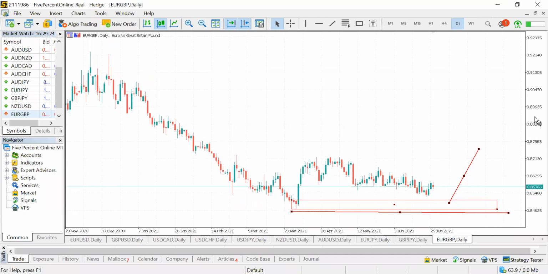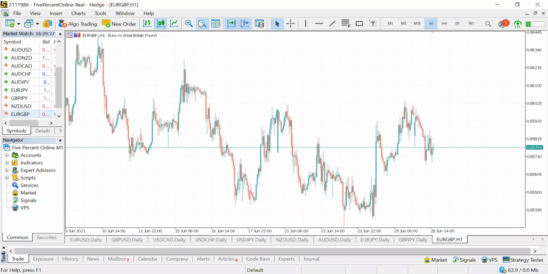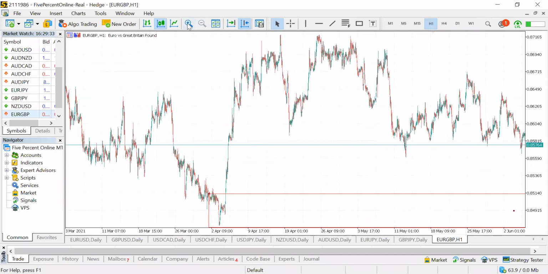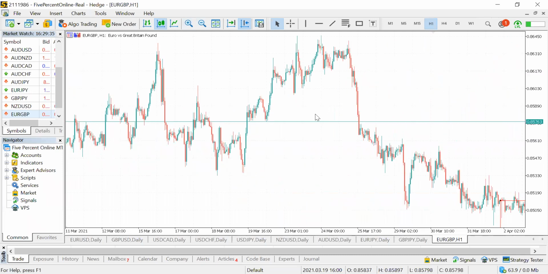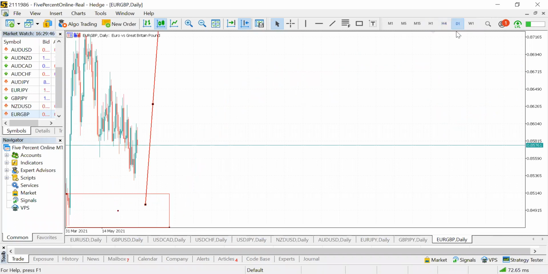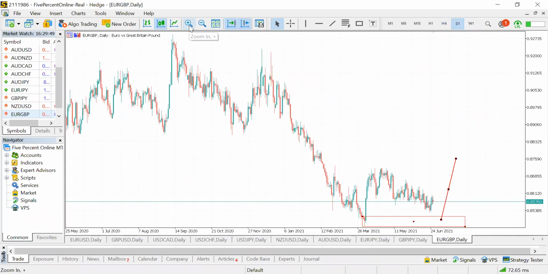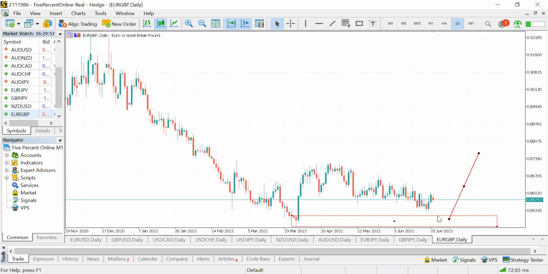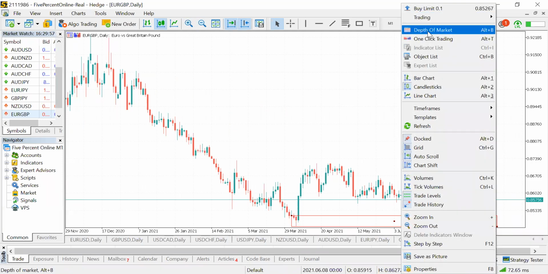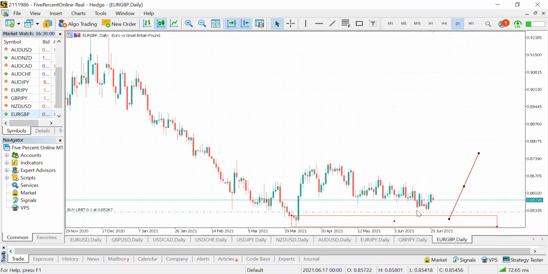So let me set that up. I want to make sure that's a demand, so I go to lower time frames. And you can see it here. You can see how aggressive that break higher was. So that confirms that's a demand. So now I can go to the dailies, and if I place a buy limit order, I can place it here.